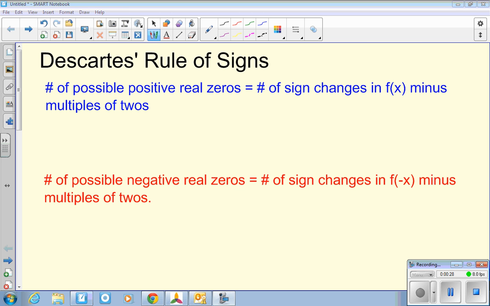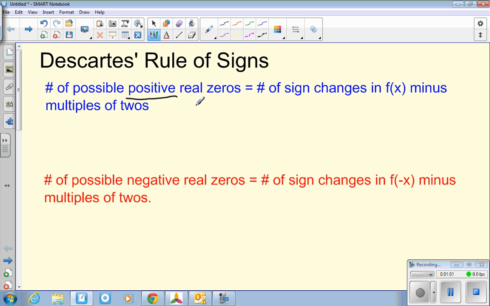Descartes' rule of signs is a way for us to narrow down those possible rational roots that we made a list of with the rational root theorem and narrow it down a bit further so you don't have to plug in quite as many numbers. And Descartes' rule of signs has two parts. If we want to figure out the number of positive real zeros, then we want to count the sign changes in f of x. But it's not so simple as just counting those. We have to think about subtracting multiples of 2.